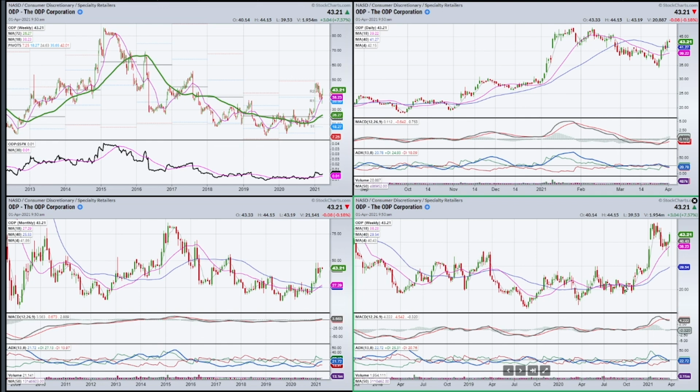And so, again, really nice breakout pattern and then pull back to the 18-week, which is rising above a rising 40-week. So it's a nice combination there. I think it's a stock we want to keep watching.